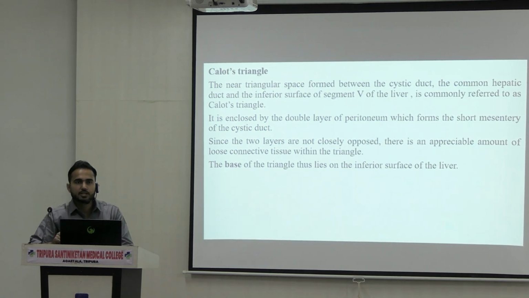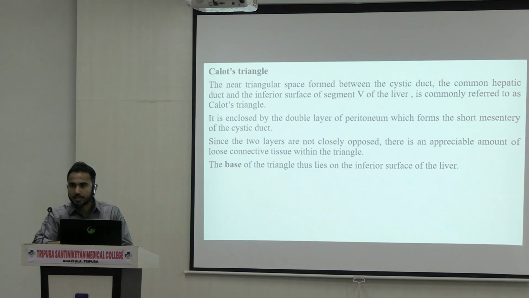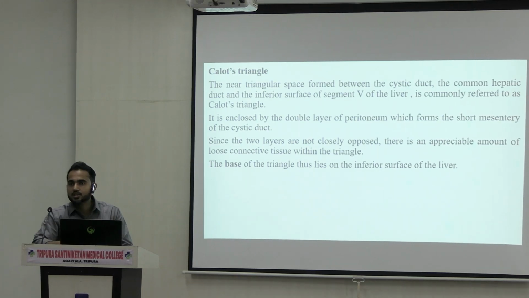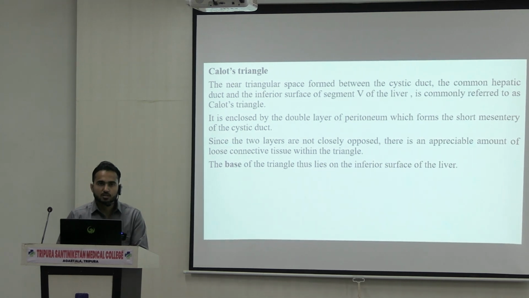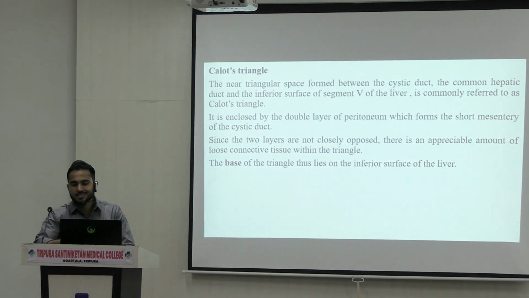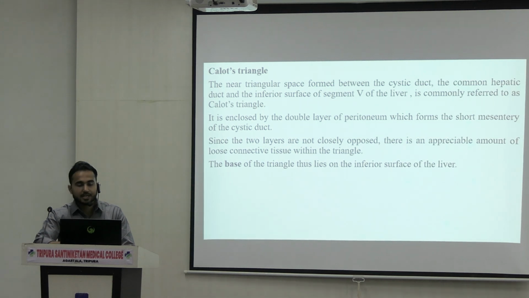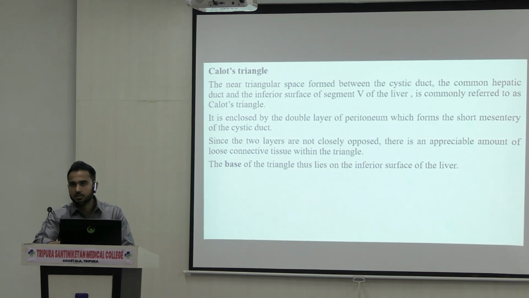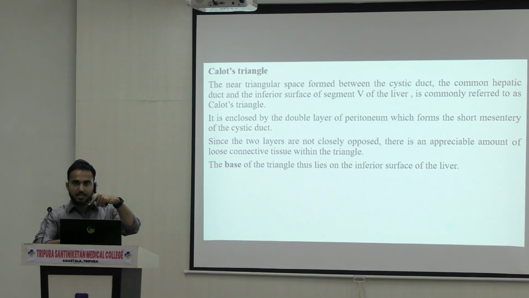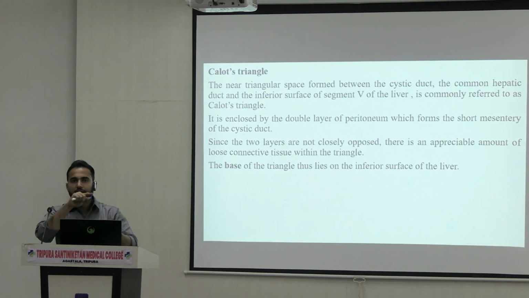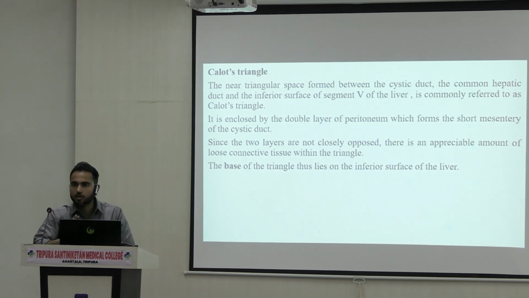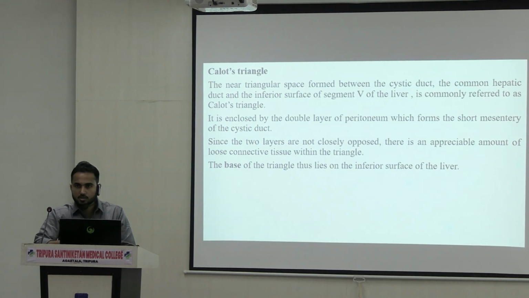Next, Calot's triangle. Last week I showed you, right? So what is this Calot's triangle? Triangle means it is a triangular space. It is formed between the cystic duct, the common hepatic duct, and the inferior surface of the liver. In between them, a triangular area is formed, and that is called Calot's triangle.